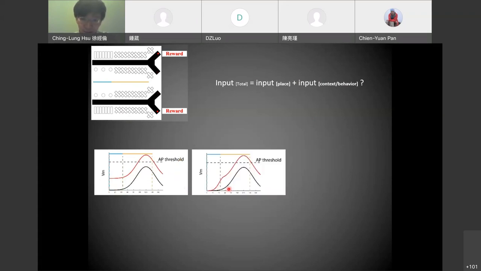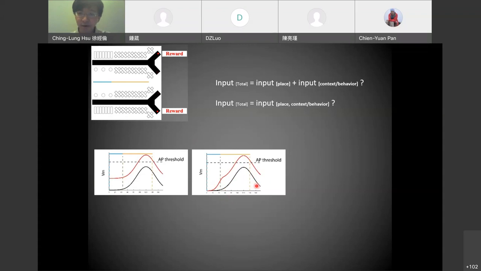Another example is that the contextual input may not be so slow, but more like a transient input with a very long tail. It's triggered by the initial cues, but it can add on top of this same spatially dependent input with the same shape and vary depending on the trial type. And also have this differential firing scenario as a consequence.